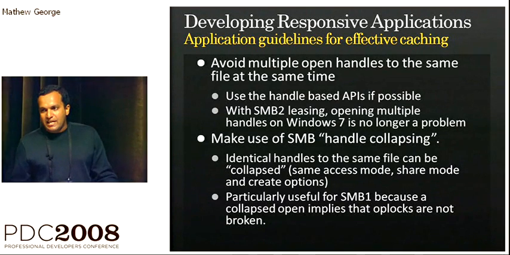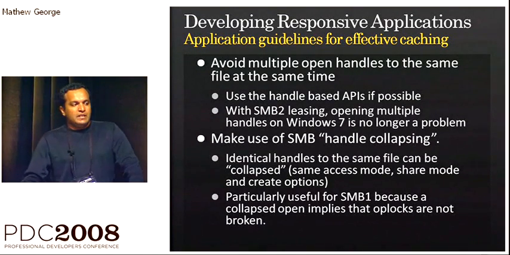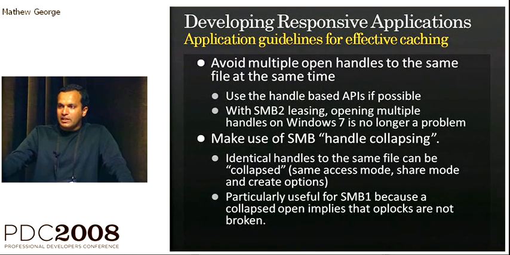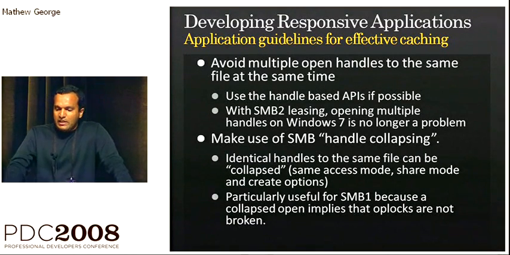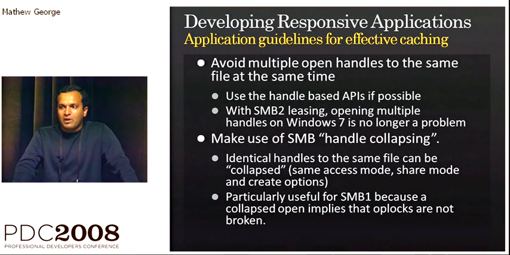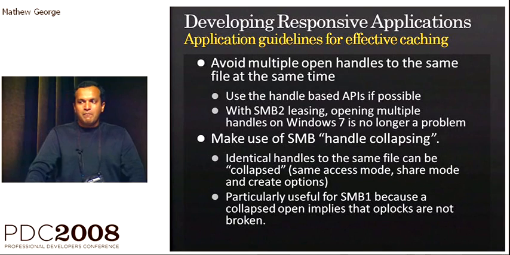Now use the handle-based APIs if possible. The thing about path-based APIs is that, as I said before, it often involves opening the file, querying whatever is needed, and then closing the file. So it implicitly involves another open to the file, and this often can interfere with your op logs. So if you have a handle, use a handle-based API to get the desired result rather than using a path-based API.